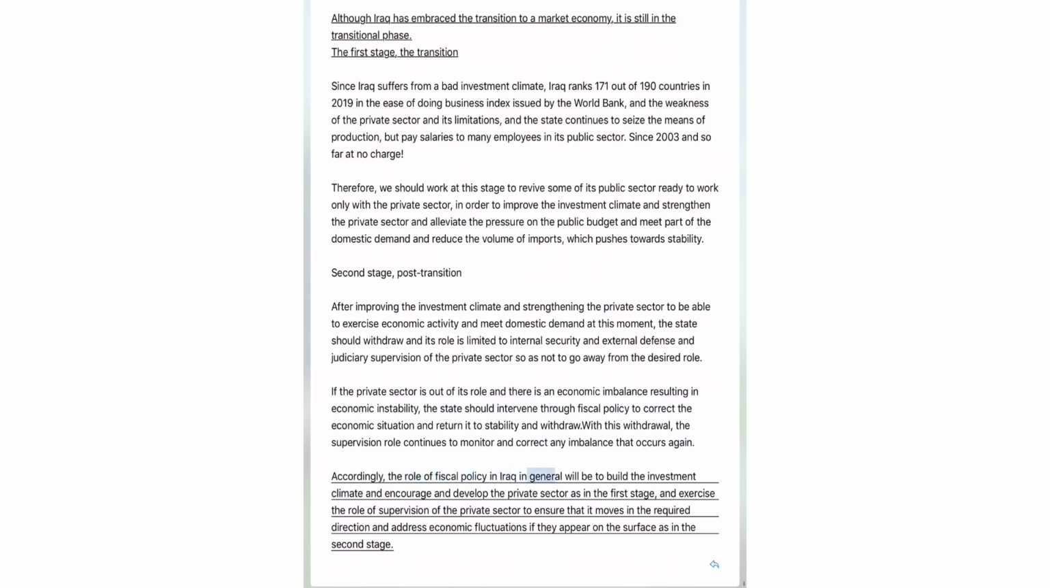Accordingly, the role of fiscal policy in Iraq in general will be to build the investment climate and encourage and develop the private sector, as in the first stage, and to exercise the role of supervision of the private sector to ensure that it moves in the required direction and to address economic fluctuations if they appear on the surface, as in the second stage.